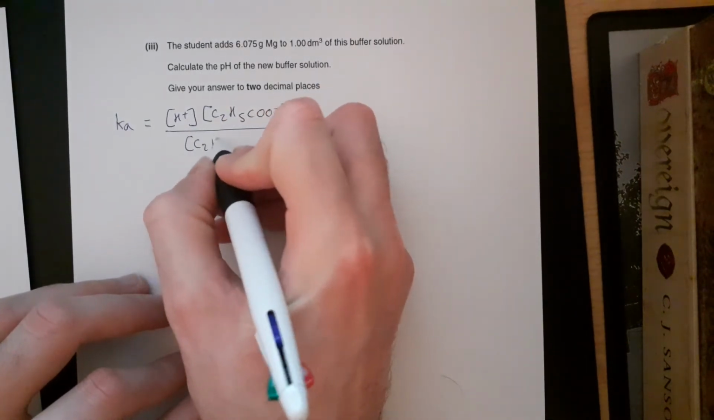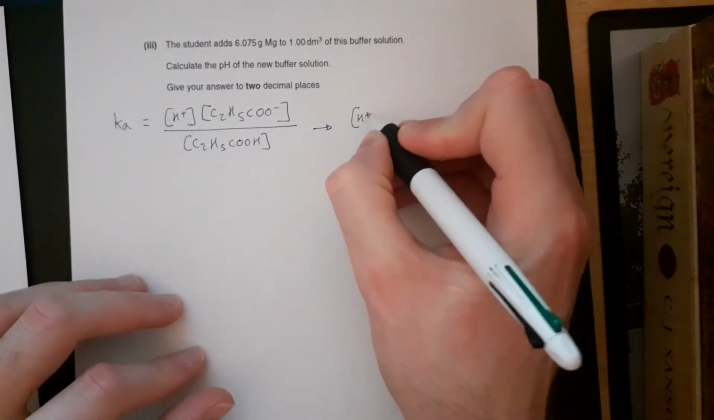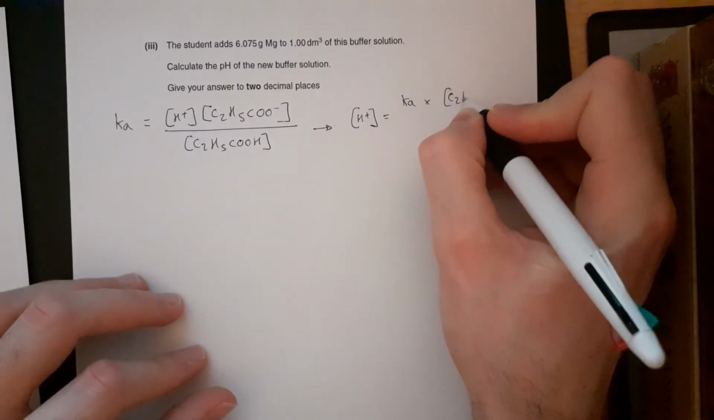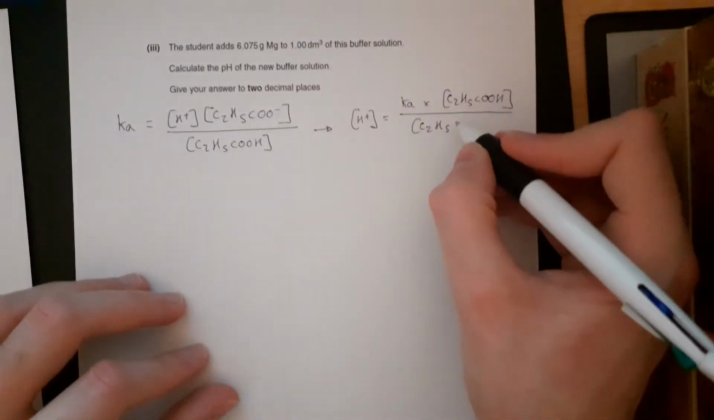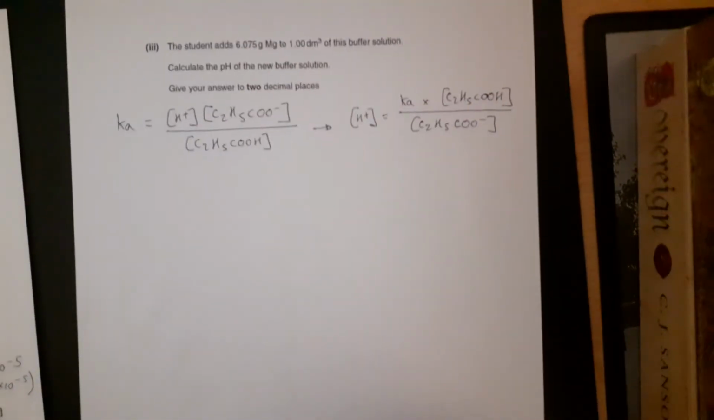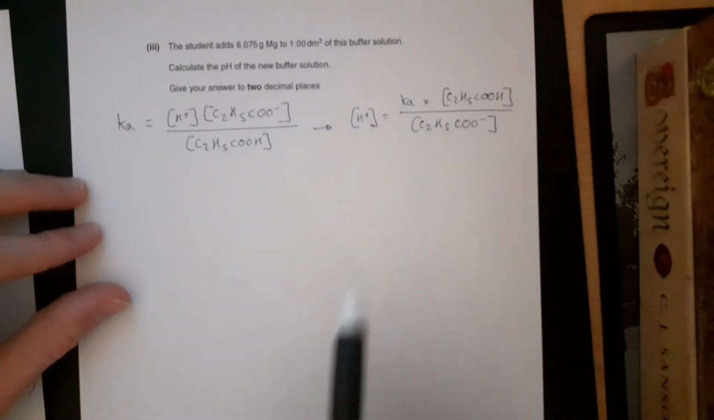And then we rearranged it, didn't we? So we'll do that again. And we'll get H plus is Ka times the acid concentration divided by the concentration of the propanoate ions. So we're just doing the same bit of rearrangement that we did in the previous question, but it's not going to be as easy this time. We're not just going to substitute in 1 and 1 and be on our way. We're going to need to calculate these new concentrations, so it's going to be a bit more challenging.